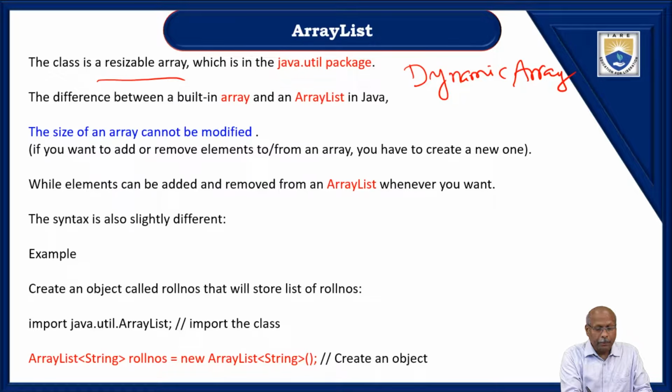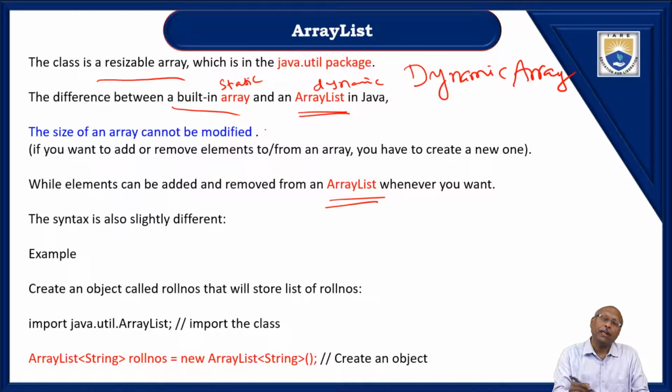Now, there are two differences between a built-in array and ArrayList. Built-in array is what? Static. And this ArrayList is dynamic. The size of a normal array cannot be modified, whereas the ArrayList, you can modify, you can change. So that is the advantage of ArrayList. Elements can be added, elements can be removed from the ArrayList whenever you want. So the size will change automatically.